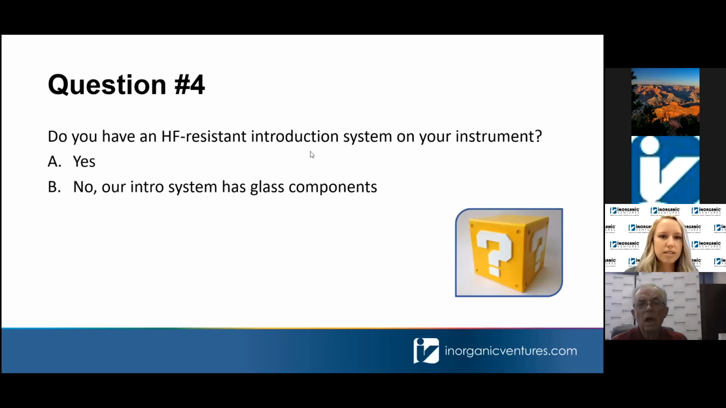All right, so it looks like most of you do have glass components in your system, more than half. So we're going to keep that in mind for our next slide so that we can give you some recommendations for analyzing tin on your ICP.